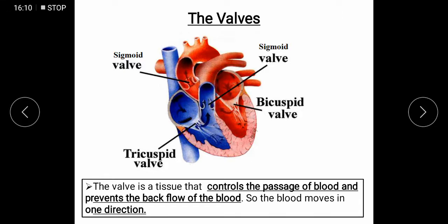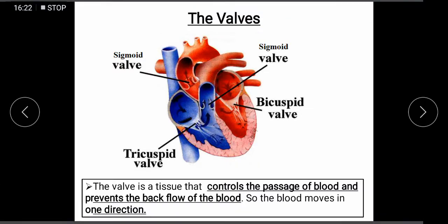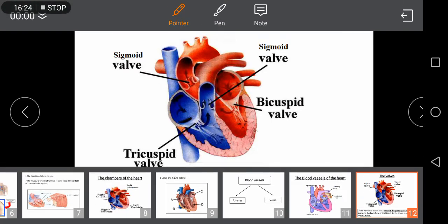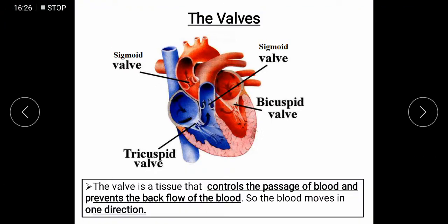But let's see, we also have another type of valve. What is this type of valve? Let's have a look here. We have a valve called the sigmoid valve. It's between what and what? It's between the ventricles and the arteries. So we also have valves between the ventricles and the arteries.